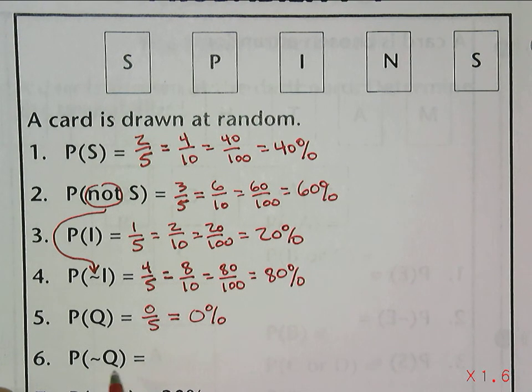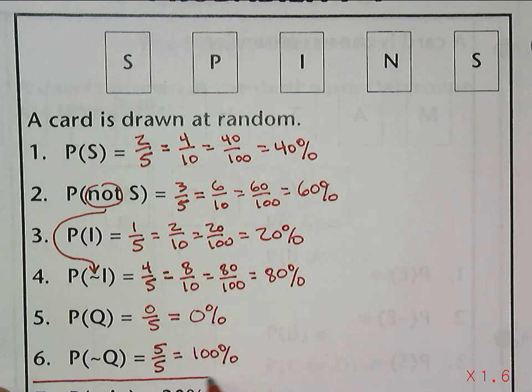Now, the other end of that, if the probability of choosing a Q is 0 out of 5, what's the probability of not choosing a Q? That's a little symbol again, means not Q. Well, all of them are not Q's, so the chance of that happening is, of course, all of them, 5 out of 5, which is 100%. When you get all of it, 100%. So that part takes care of using the cards that are above.